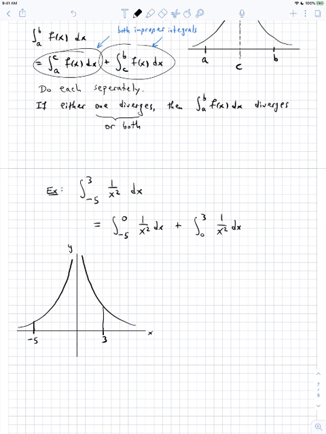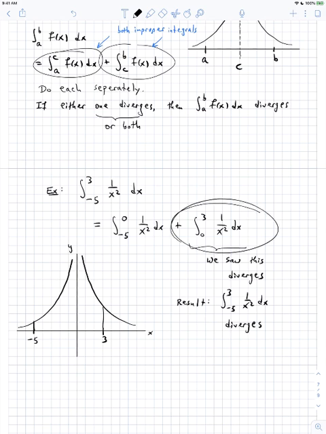Now we already know that this one diverges. So we saw already this diverges. So I don't even have to compute the one on the left. So the result then is that the integral from -5 to 3 of 1 over x squared dx diverges. If either one of these diverges, then the sum diverges. That's all there is to it. We don't even have to check the other one.